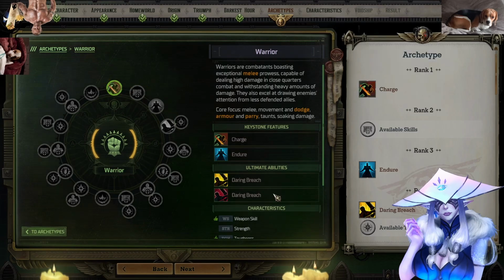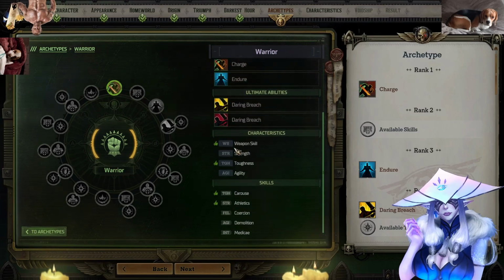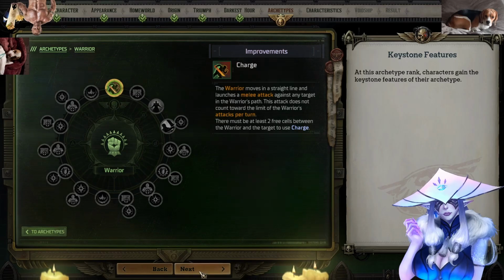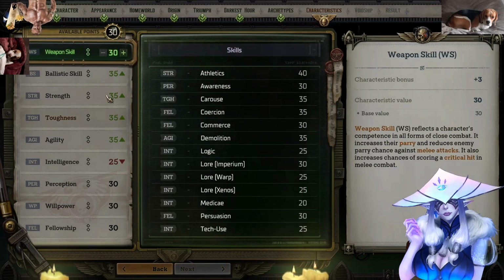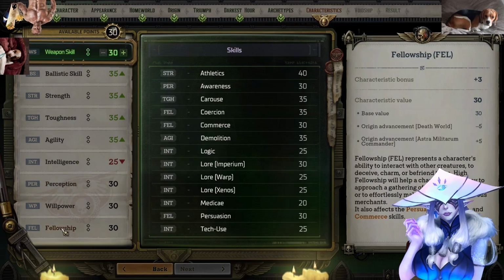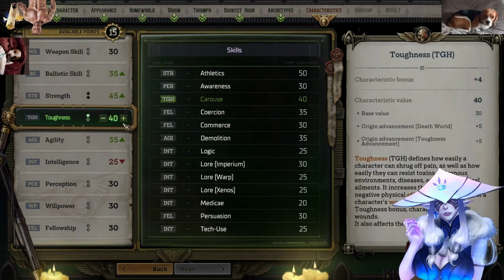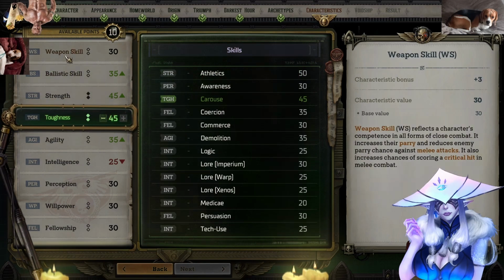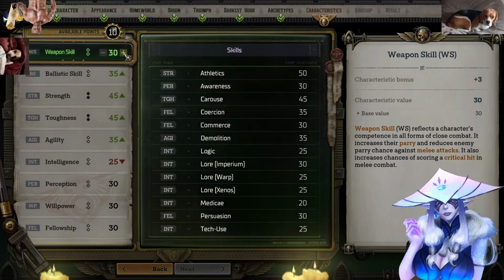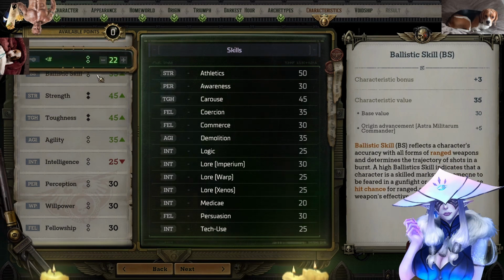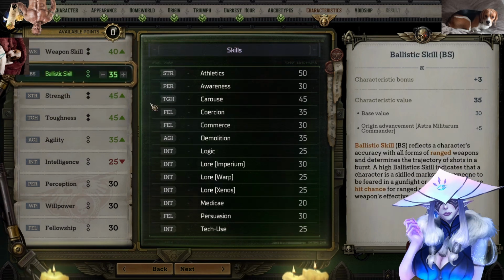Yeah, I have to go warrior. I mean, weapon skill, toughness, strength. Yeah, archetype warrior. Just big gaming, hell yeah. Good stuff. So 45 in strength, 45 in toughness, weapon skill in close combat. And there we go. That's all we need. Actually, I can't take points off of ballistic skill.